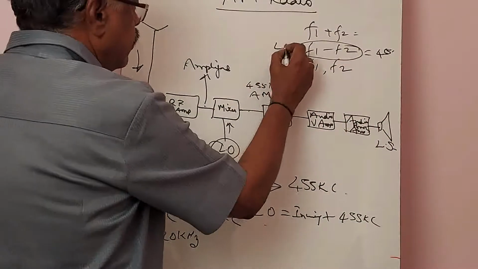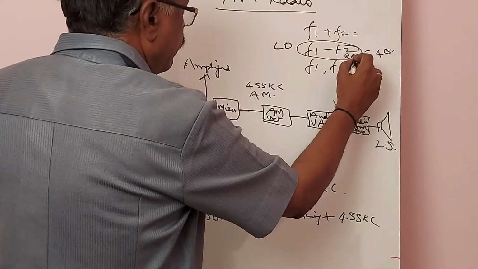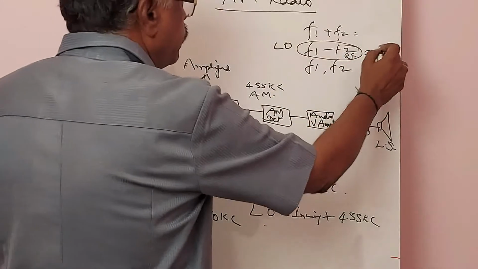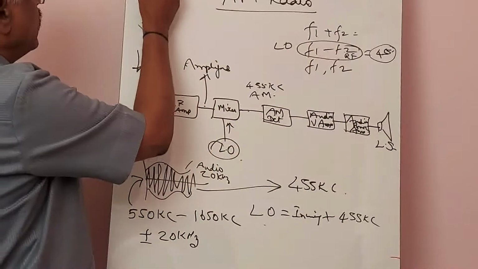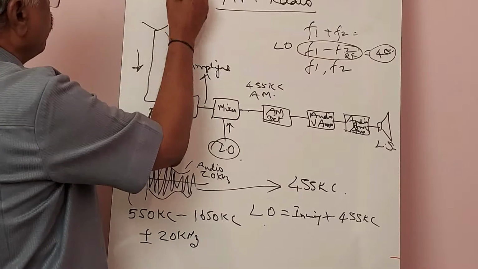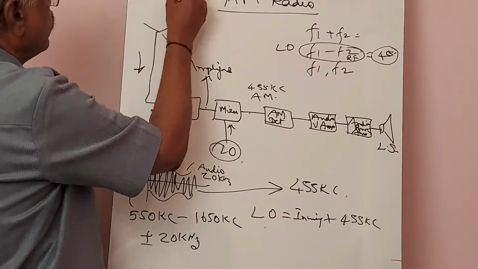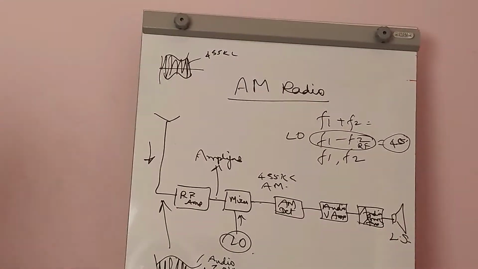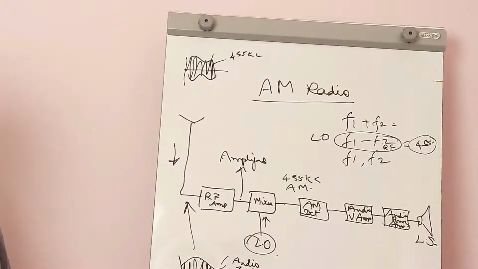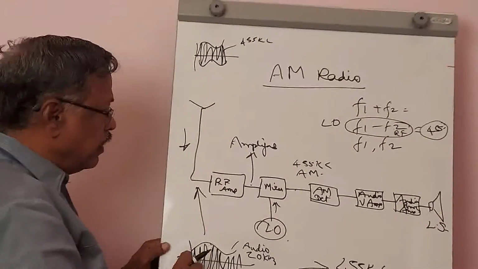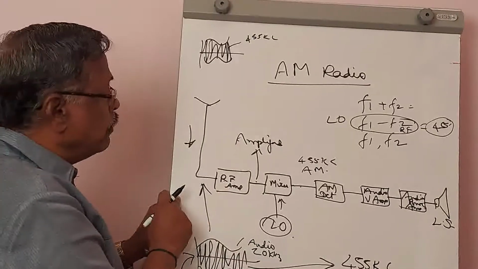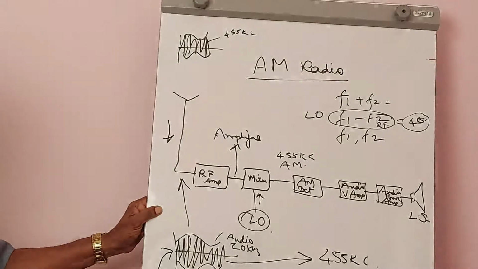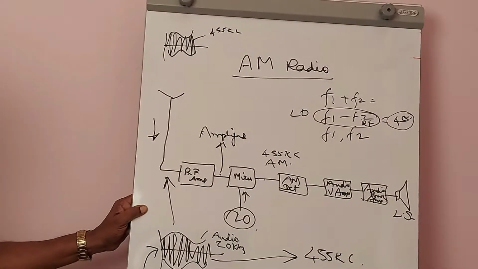F1 is what? Local oscillator. F2 is what? RF. Whatever RF, LO will be changed so that it is always producing a common signal. That common signal is nothing but 455. Whether you are receiving a Madras station, a Trichy station or a Tirunelveli station or whatever it is, the RF amplifier will be tuned, but ultimately at the mixer's output there is going to be an amplitude modulated signal with the carrier frequency of 455 kilohertz only.